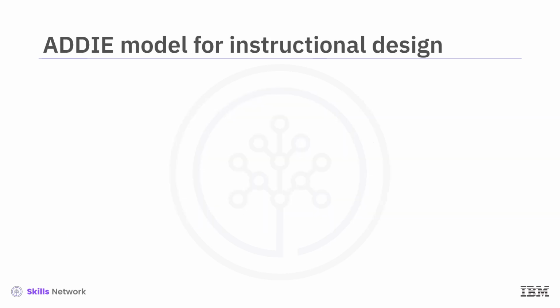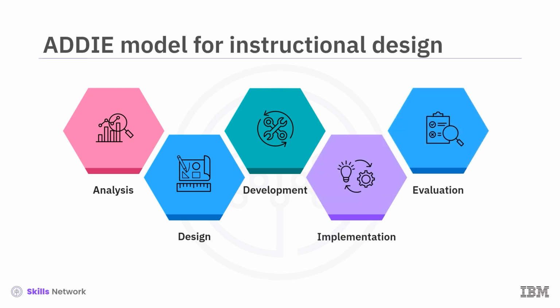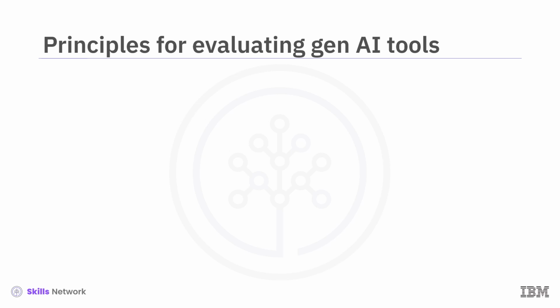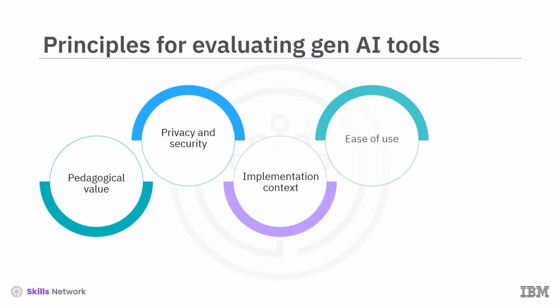An instructional design lifecycle involves the popular ADDIE model, which stands for analyzing, designing, developing, implementing, and evaluating the learning materials. Gen AI is useful during each phase to support creating learning content, strategies, and frameworks. Educators can evaluate Gen AI tools based on the 5 principles: pedagogical value, privacy and security, implementation context, ease of use, and cost and resources.